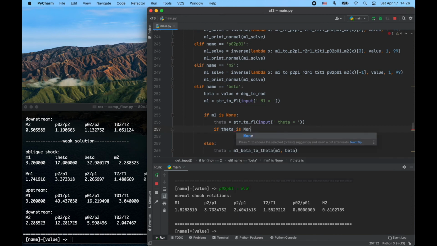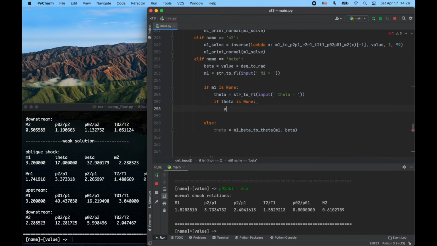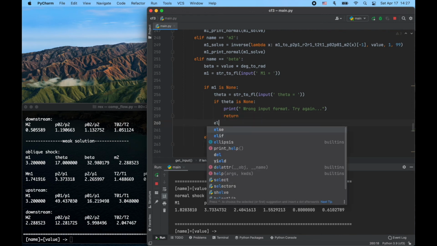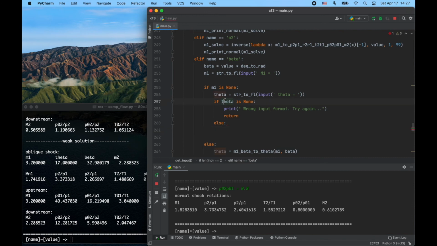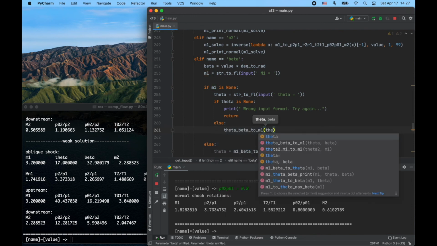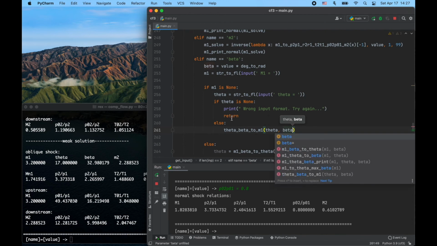Otherwise, we would know theta, but we don't know Mach number. So we derive Mach number from this equation, theta beta. Oh, there is one thing. Theta here has to be converted into radians, times degree to radians.